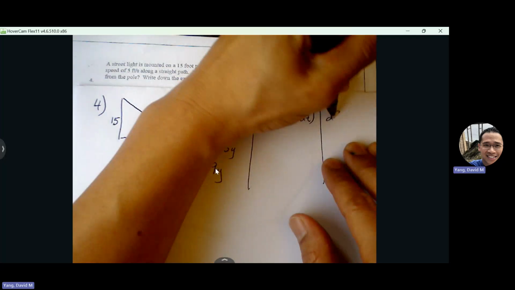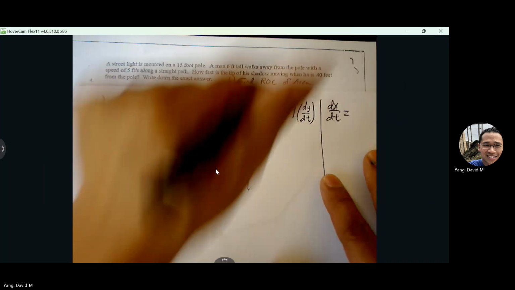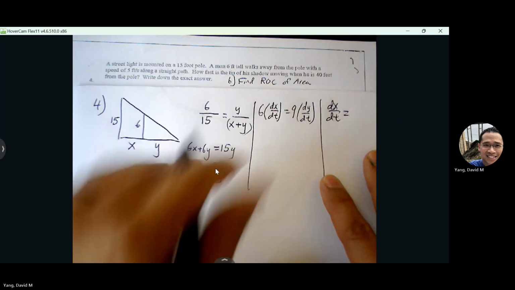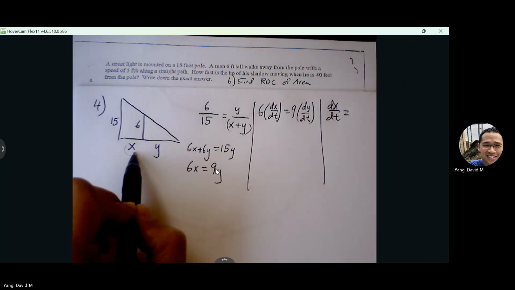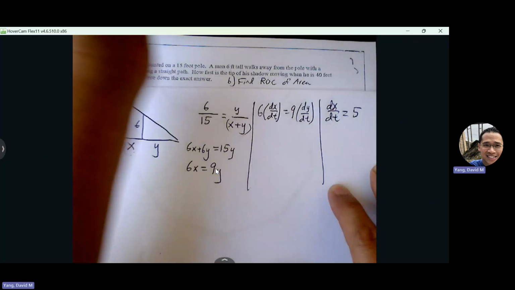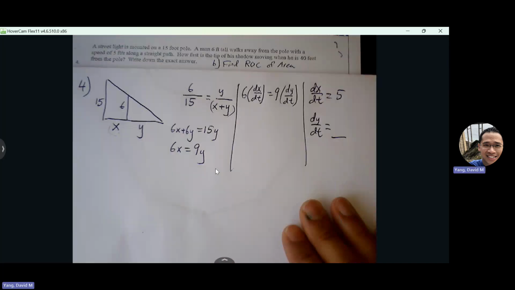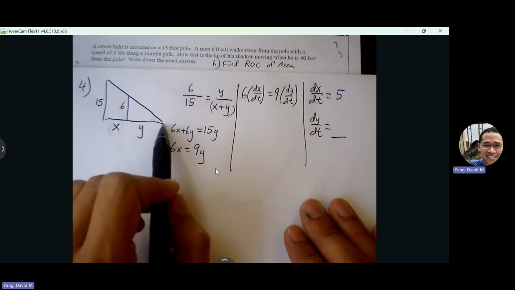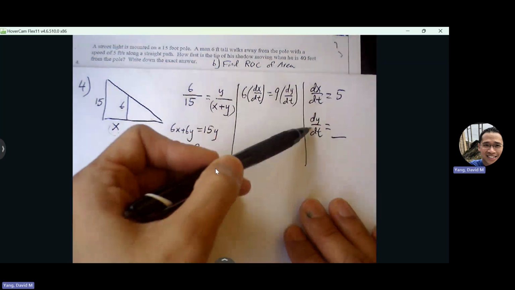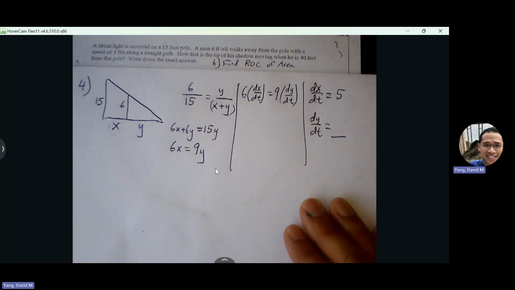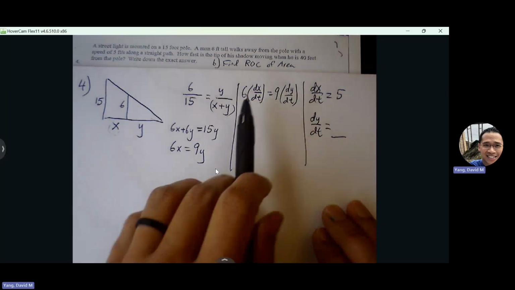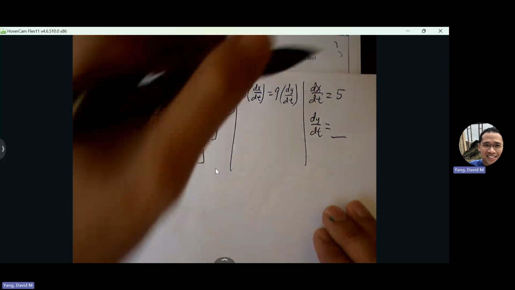Okay, let's gather some information here. We're looking for dy/dt, we don't know. That's going to be the rate of change of the length of the shadow. And then what we're looking for is the rate of change of the tip of the shadow. So once we find dy/dt, we'll just add these together, and that'll be your rate of change of the tip. Okay, so I think we have enough information to plug in and solve for dy/dt, right?